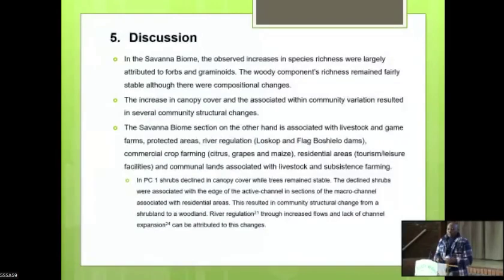In the savanna biome, similar trends were observed, with increasing economic cover as well as within-community variation. Similar land use affected the savanna biome as well, whereby all of those edge effect species near the river systems were washed away, and also due to the side effect of development, things reduced the cover of your shrubs.